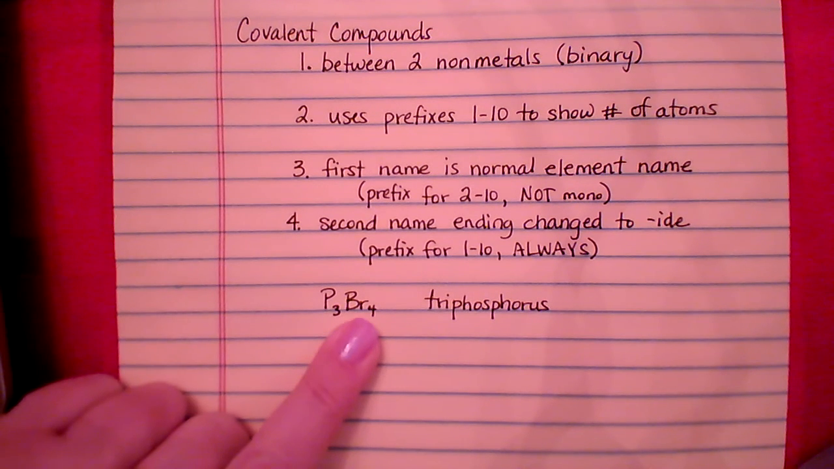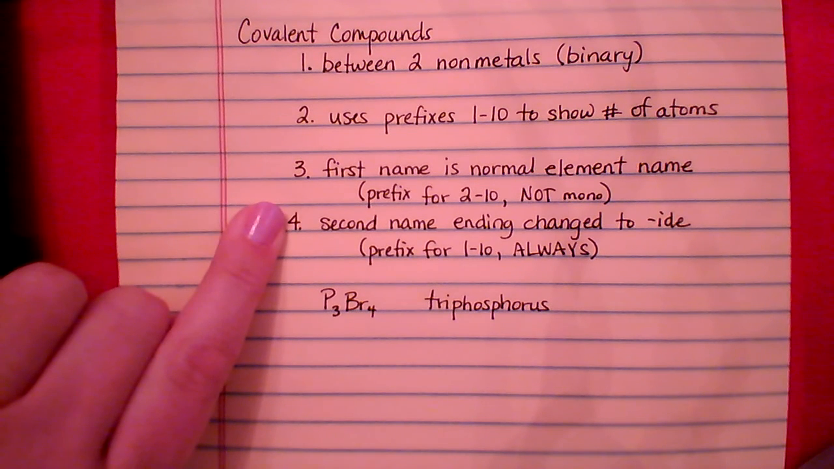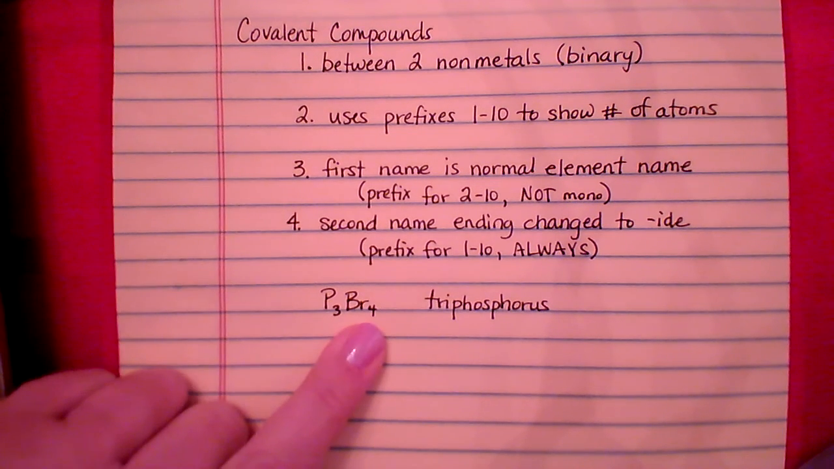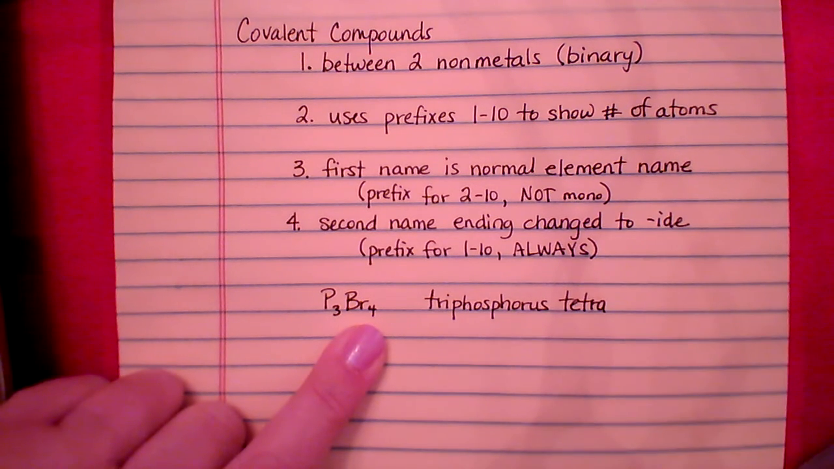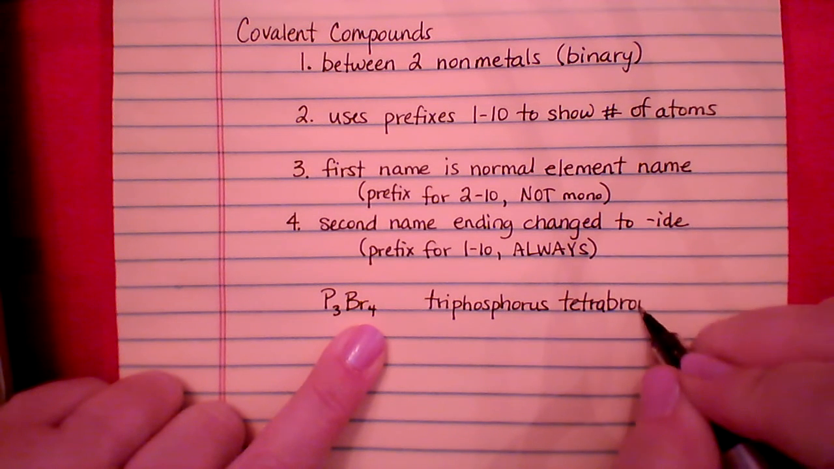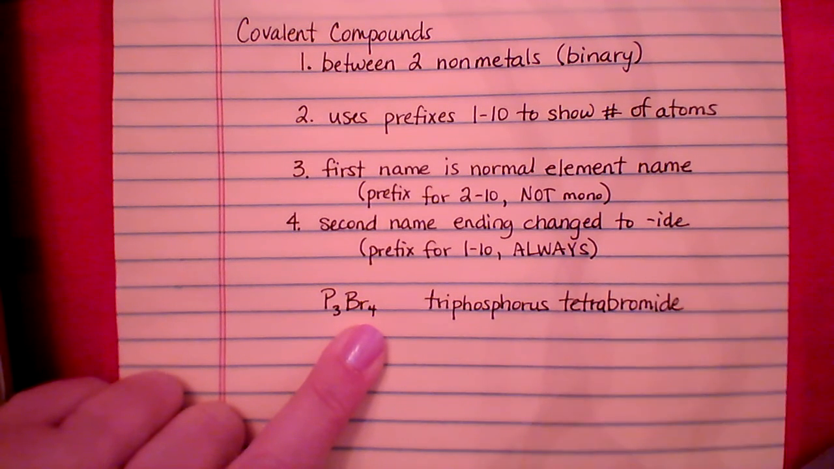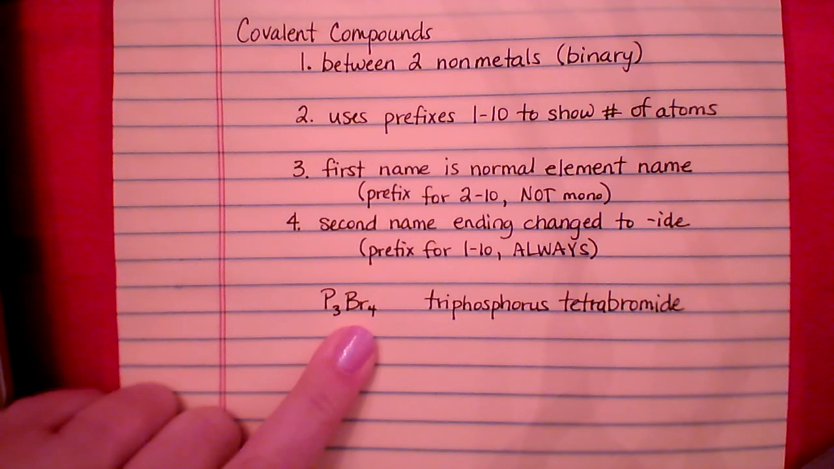And then for the second element, we have bromine, but remember we changed the second element's ending to "ide," and the prefix gets put on the front for number 4. So that would be tetra for number 4. And then bromine would change to bromide. So the full name for the compound is triphosphorus tetrabromide.